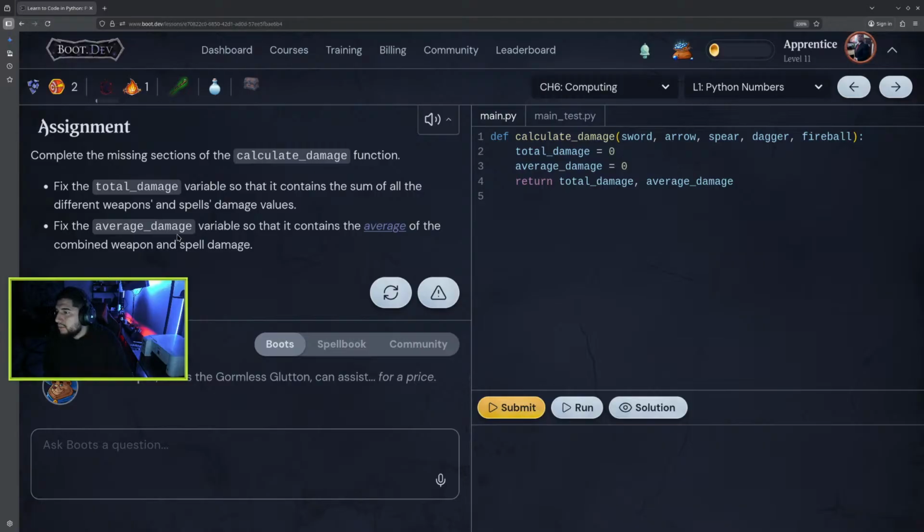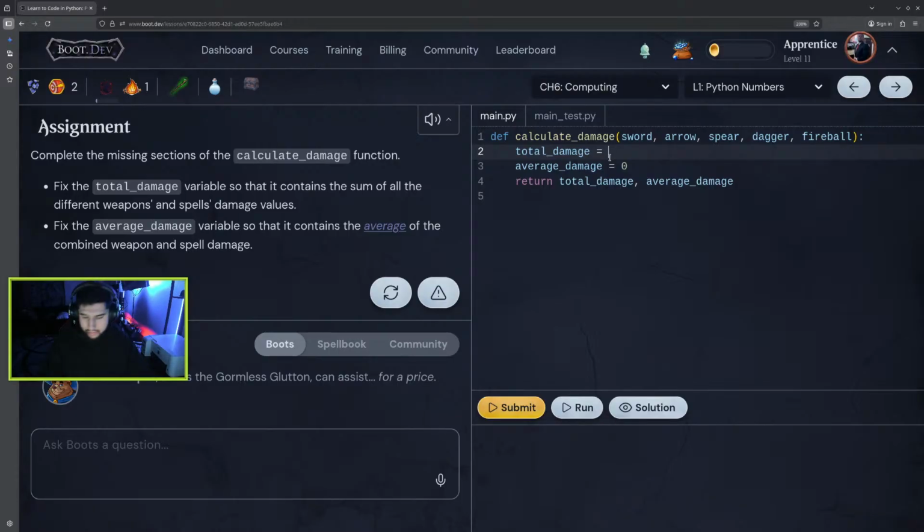Assignment. Complete the missing sections of the calculate damage function. Alright. Fix the total damage variable, this one right here, so that it contains the sum of all the different weapons and spell damage values. Alright, so the sword, arrow, spear, dagger, and fireball. Alright. So the total damage is the sum of all of them.